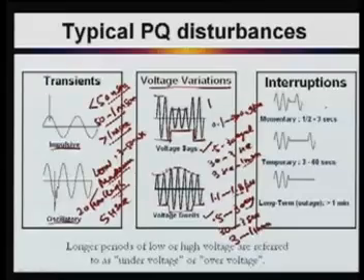Interruptions here, normally these interruptions are also known as long duration voltage variations. The interruption can also be classified into three categories. One is momentary, another is temporary, and the third one is long term. If the interruption is for half a cycle to 3 seconds, then it is called momentary. If it is from 3 seconds to 30 seconds, then it is called temporary interruption, and if it is more than 1 minute, then it is called long term, or finally it is normally known as an outage. So this is your interruption.